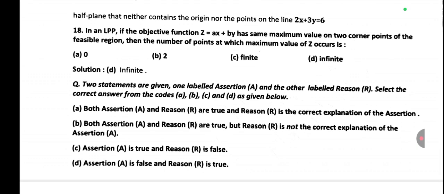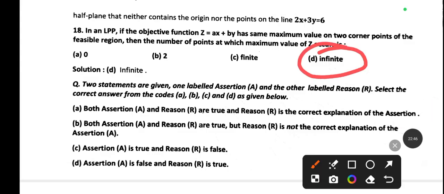And 18th, you see, in LPP the objective function has the same maximum value at 2 corner points. The number of points at which the maximum value of z occurs is infinite. So how much will they get now? They will get that value as infinite. Whenever they have the same maximum value for 2 corner points, the answer is infinite.